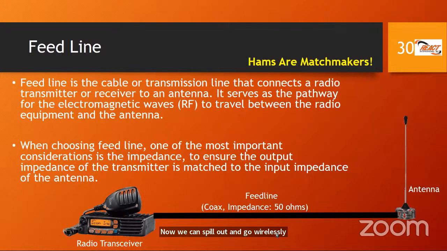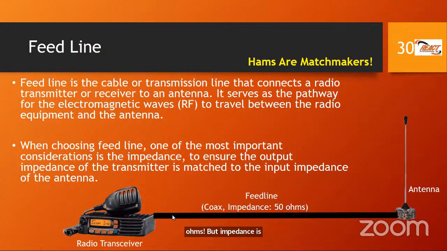So one of the important things about the feed line is, remember we said before that hams are matchmakers. So one of the things we need to match as amateur radio operators is something called impedance. And we'll be talking more and more about impedance as we go on in the course. But for now, suffice it to say that we need to match the impedance of the transmitter to the feed line to the antenna. And 50 ohms, by the way, is the actual impedance that we use in amateur radio to match. So you'll be seeing or hearing more about 50 ohms.